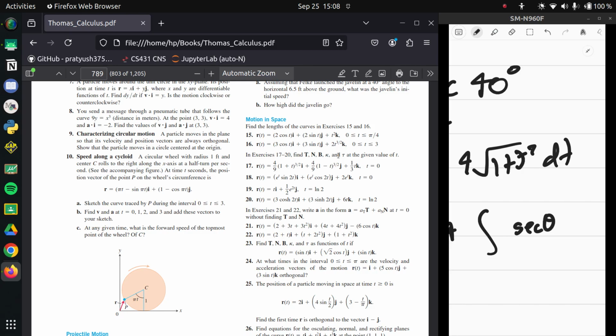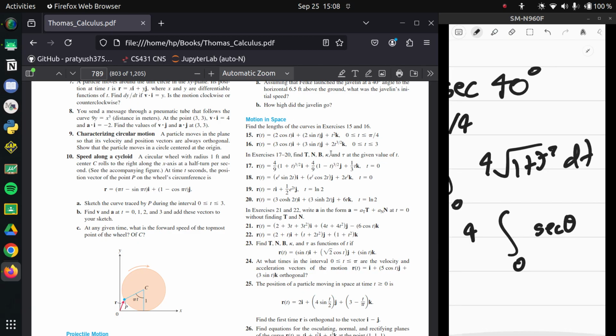Pi by 4. Why would you put, what? That doesn't make sense. Pi by 4. Fine, so 0 to tan inverse of pi by 4. This is some new value I have never seen.